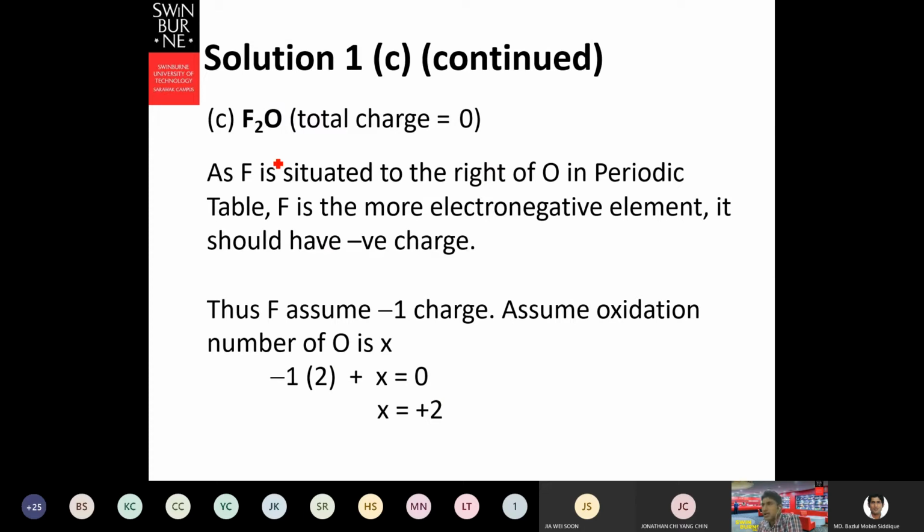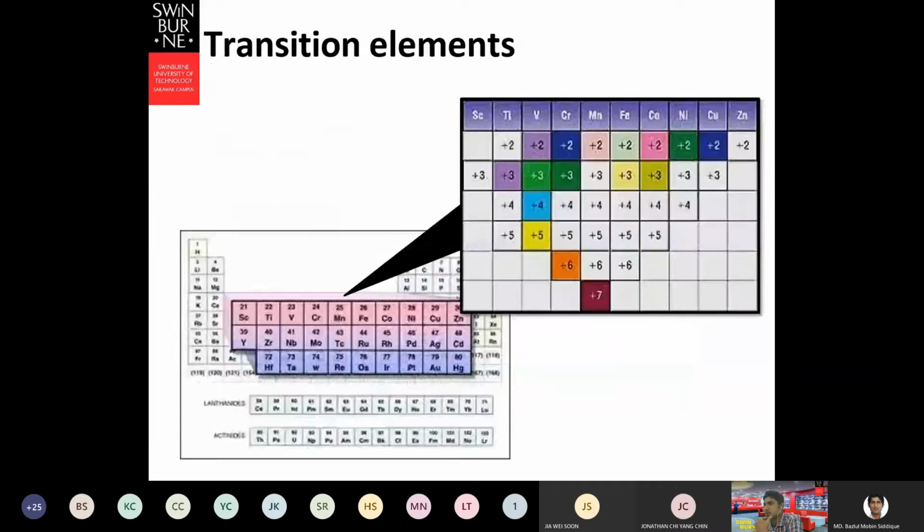The same thing goes for oxygen difluoride. Oxygen difluoride is quite poisonous, and it is also very unstable at room temperature. From there we can see that oxygen in this case has an oxidation state of +2, and fluorine has -1.